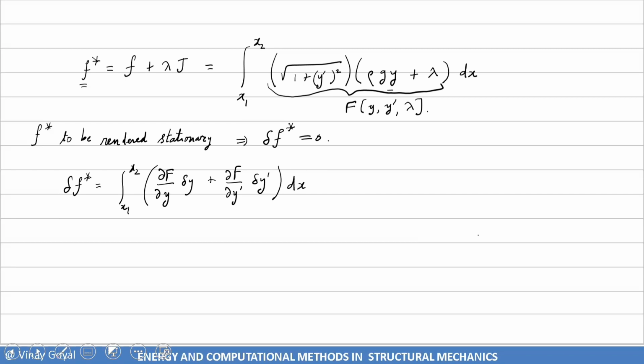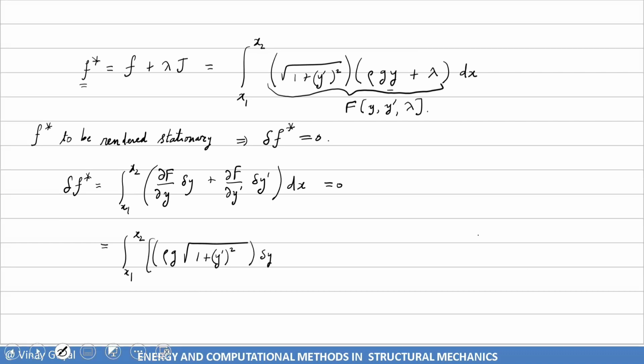Once you get to this point, you set this equal to 0, and this is fairly easy to evaluate. I'll do it very quickly. Integral from x1 to x2. I'll first take the derivative with respect to y, which is simply rho g square root of 1 plus y prime squared, times del y.